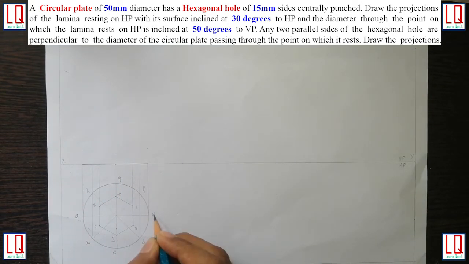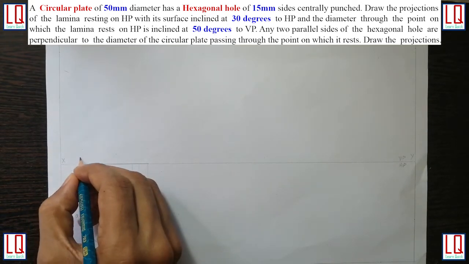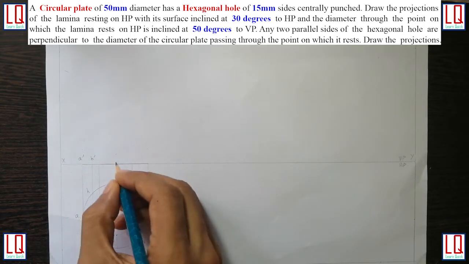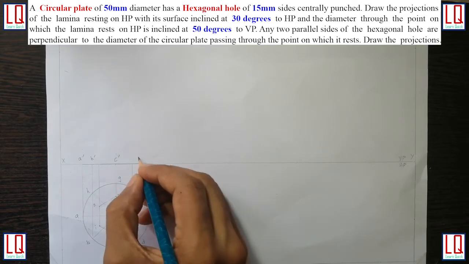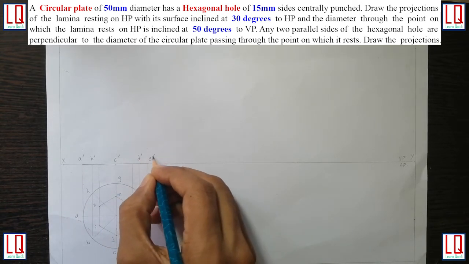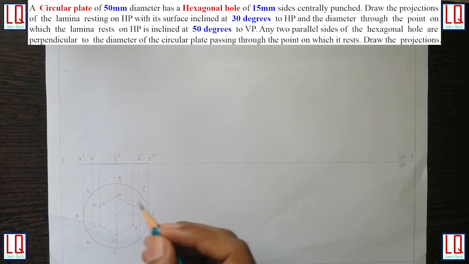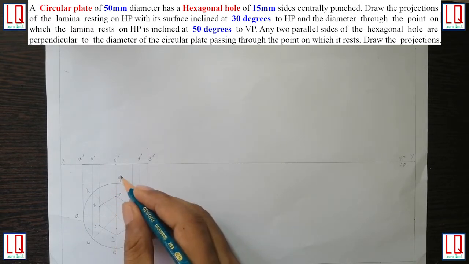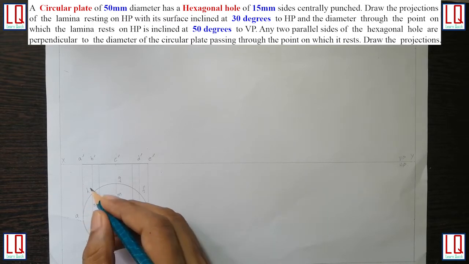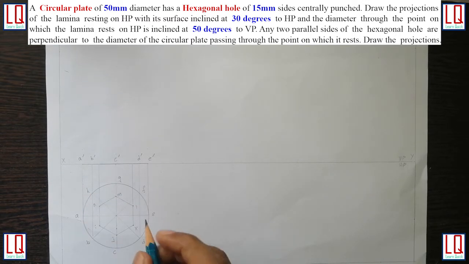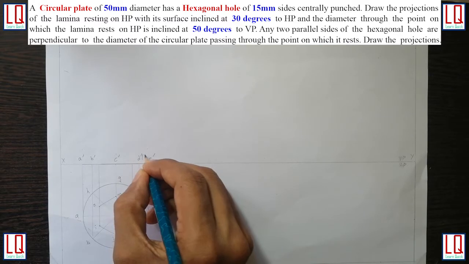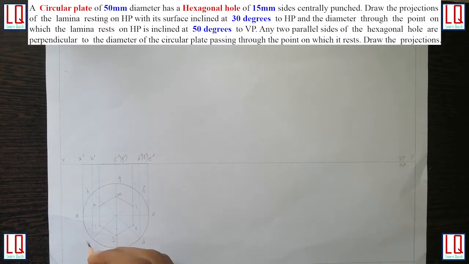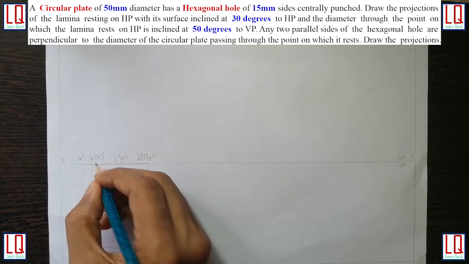A, B, C, D, E are visible. So I name A dash, B dash, C dash, D dash and E dash. And F, G, H are not visible, and F is exactly behind D, G is exactly behind C, and H is exactly behind B. So D dash bracket F dash, C dash bracket G dash, B dash bracket H dash.